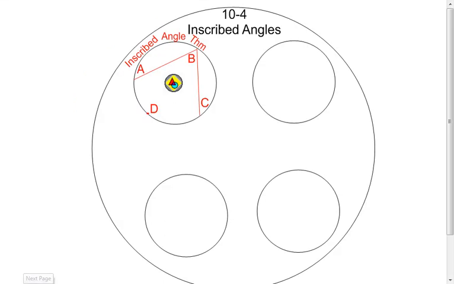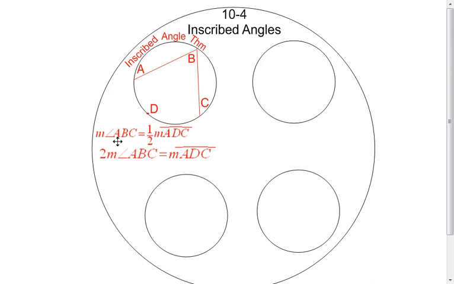So on my next slide I have that in equation format. To find the measure of the inscribed angle, take half of the measure of the intercepted arc, and to find the measure of the intercepted arc, take 2 times the measure of the inscribed angle.